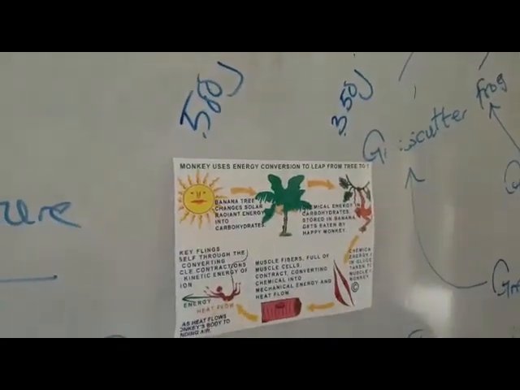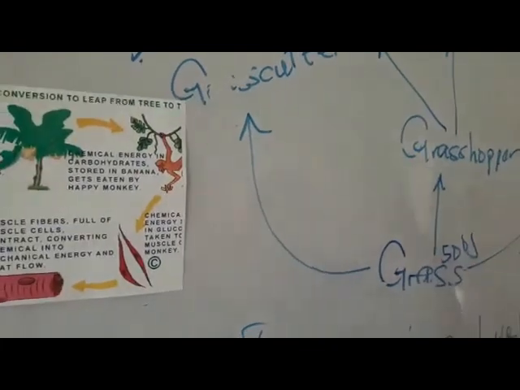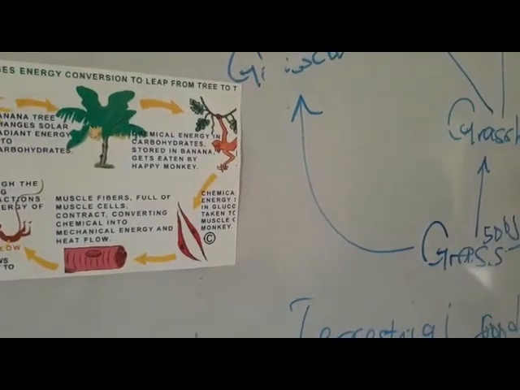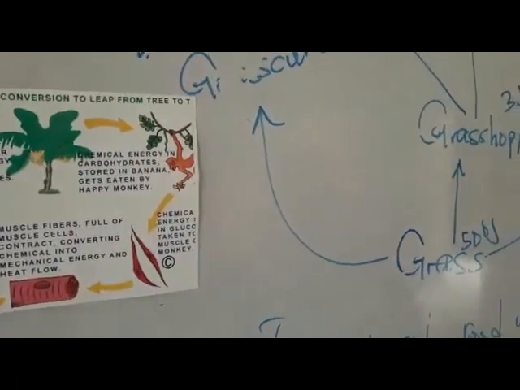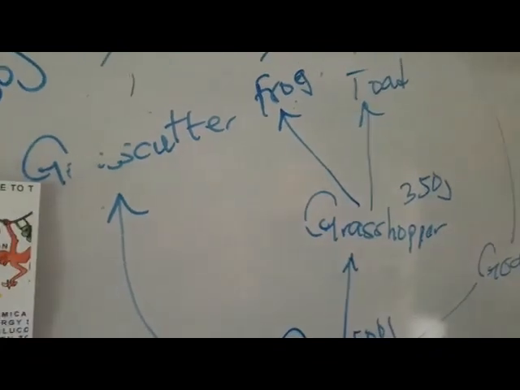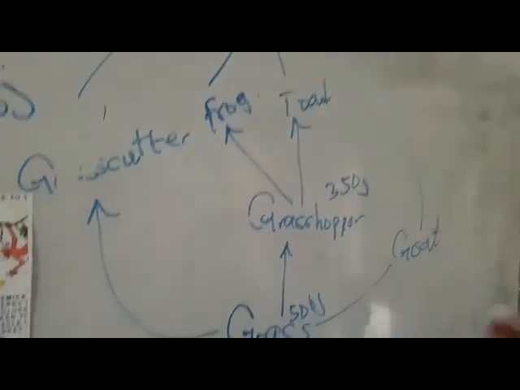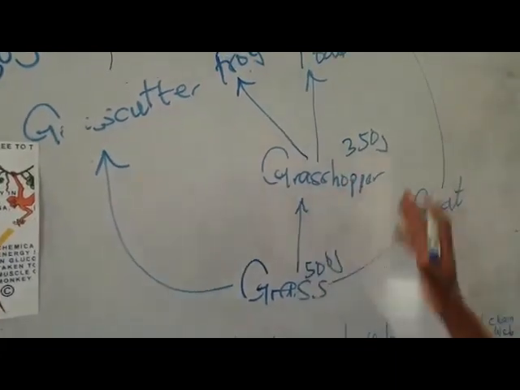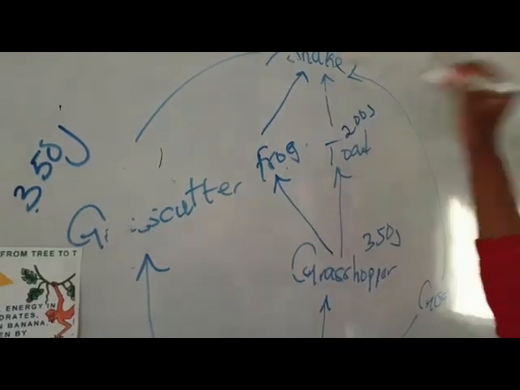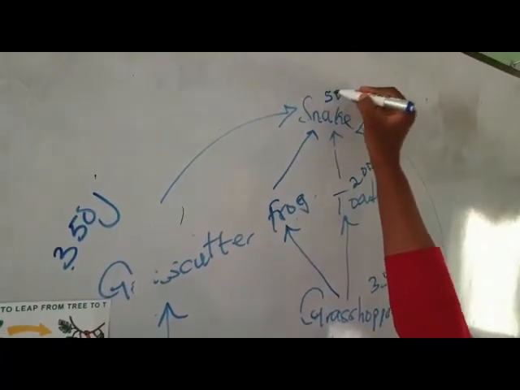Okay, let's use this. You have grass. Grass got 500 joules of energy from the sun. When the grass is eaten by the grasshopper, it gets just 350 joules, because the grass has used some of this energy to undergo some processes like transportation or even reproduction. The grasshopper, after feeding, hops around, moves, transports some nutrients in the body, respires, and so on, as a result of which it also loses energy in the form of heat. So the energy that gets to the toad is about 200 joules. The same thing happens with the toad. Eventually getting to the snake, you get just 50 joules.